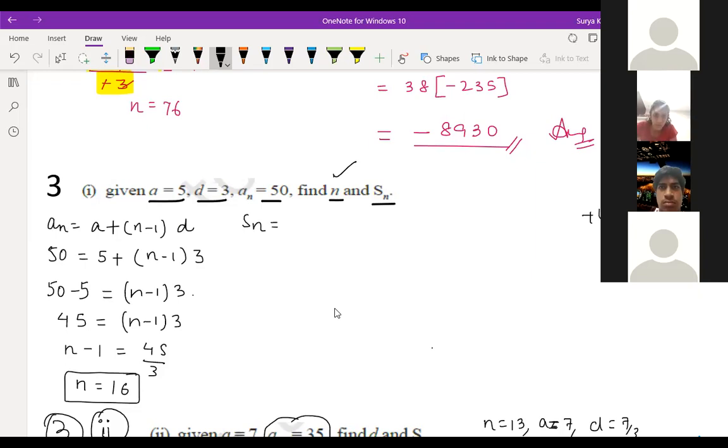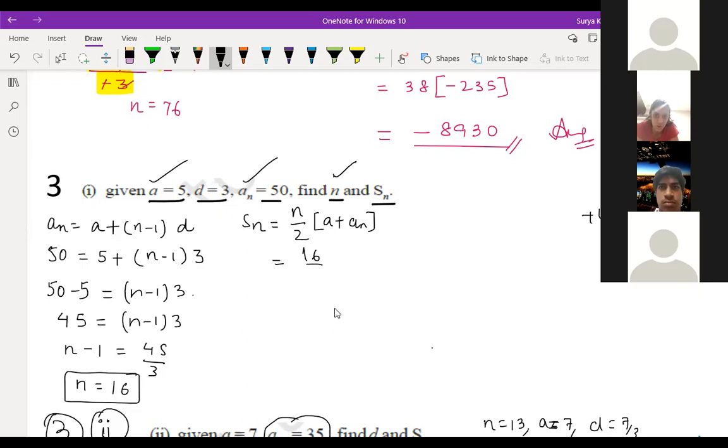Which formula should I use for Sn? Sir, second one, sir. n upon 2. Anything you can use, no problem. First also you can use, second also you can use, no problem. 2a. Second formula is n by 2 into a plus an. a we know, an also we know. We can use this formula, right? Okay, after this?